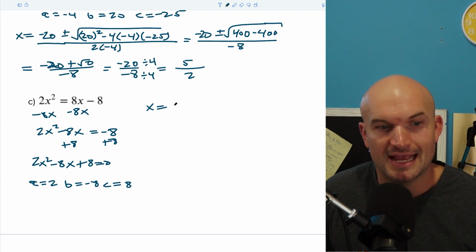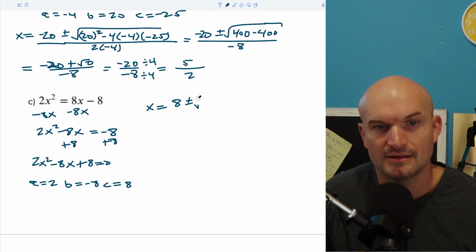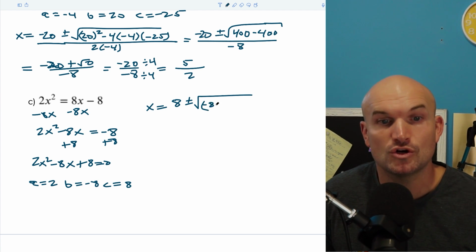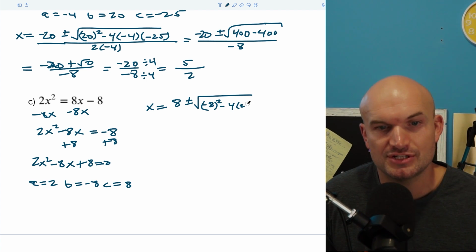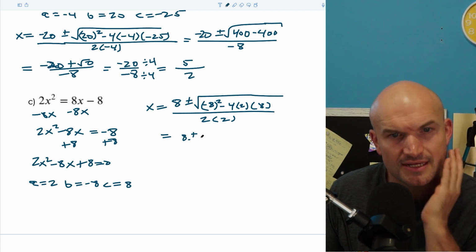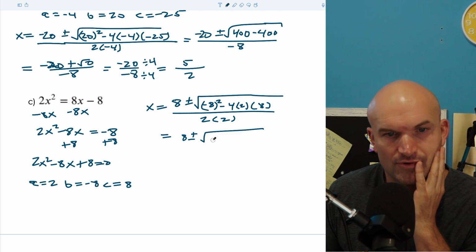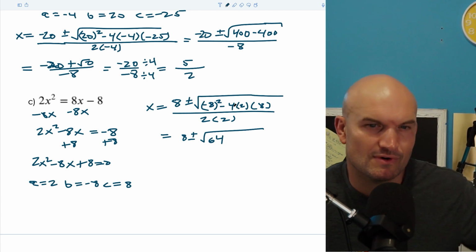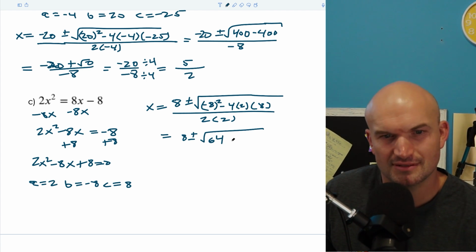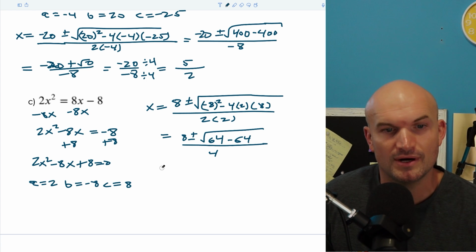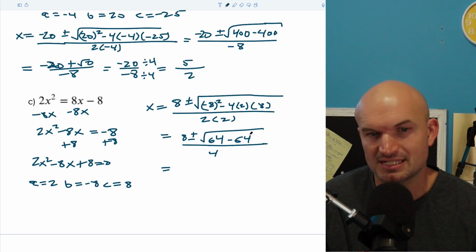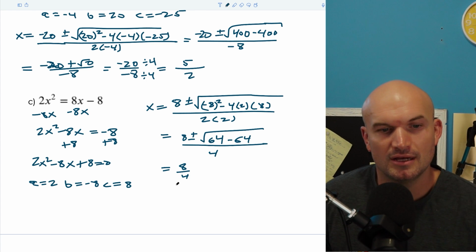So x equals the opposite of b, which is 8, plus or minus the square root of b squared. So that's a quantity -8 squared minus 4 times a, which is 2, times c, which is 8. And that's all divided by 2 times a, or 2 times 2. So we have 8 plus or minus -8 squared, which is going to be 64. And then 4 times 2 times 8 is going to be 64. Oh, I did 2 64s. So anyways, we're going to have 64 and 64, all divided by 4. 8 plus or minus 64 minus 64 is going to be 0. So that's 8 divided by 4, which is just going to equal 2.